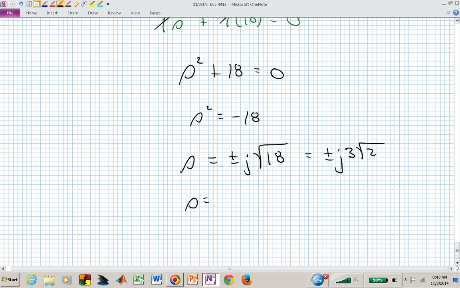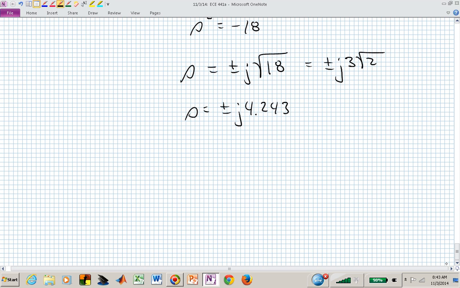The square root of 18: I can factor out a 9 inside the radical. That 3 can slide out, and I now have 3 times the square root of 2, so that I now have s equaling 4.243. Those are my 2 imaginary axis crossings, all from the phase angle, or from the Routh array. I could verify that with the phase angle condition, just as a sanity check.